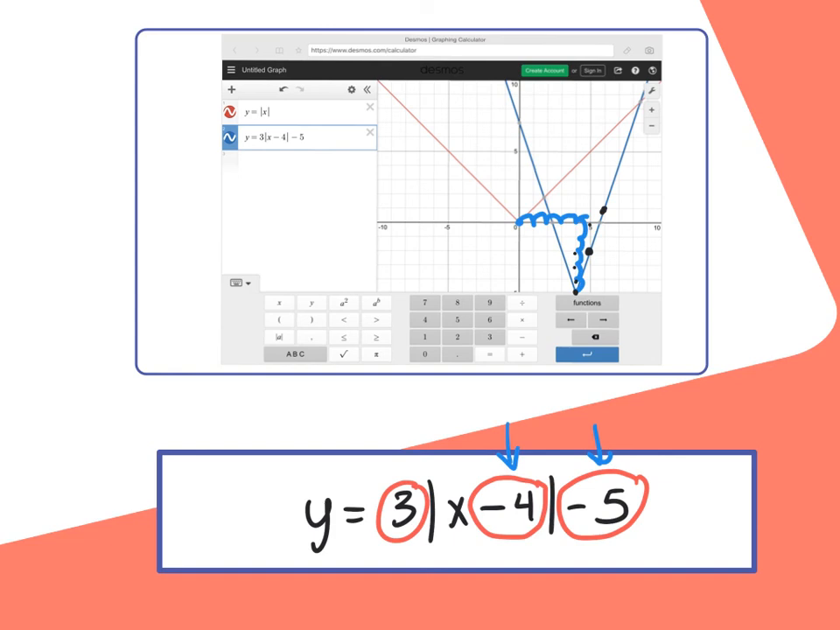So hopefully this gave you an idea of how we can take the parent graph and relate it to all the pieces that exist in an absolute value equation.